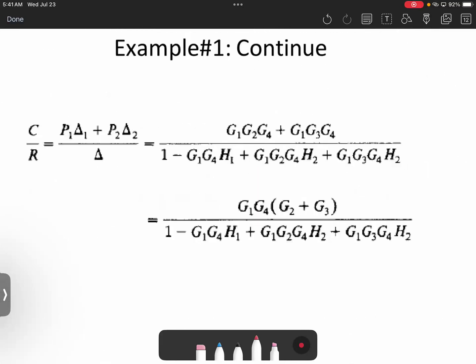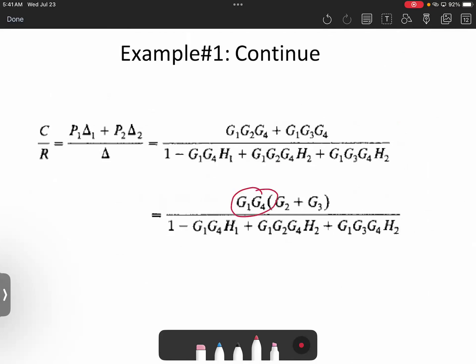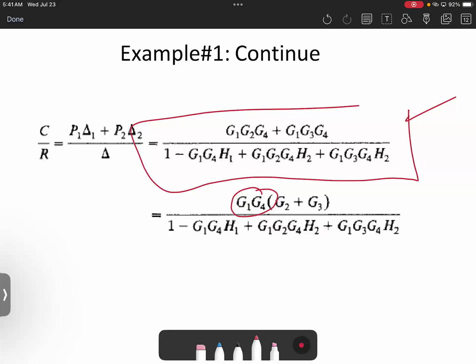After that, if you want to simplify it more by taking G1, G4 as a factor, it's up to you. Or if you want to keep it like this, it should be fine. You're done. That's how we can find it. So you see, Mason's rule is easy when you are using your brain. When you solve Mason's rule, you'll have a lot of fun, because you need to be clever and smart enough to identify the paths, the loops, and the gains, which in my point of view is fun.